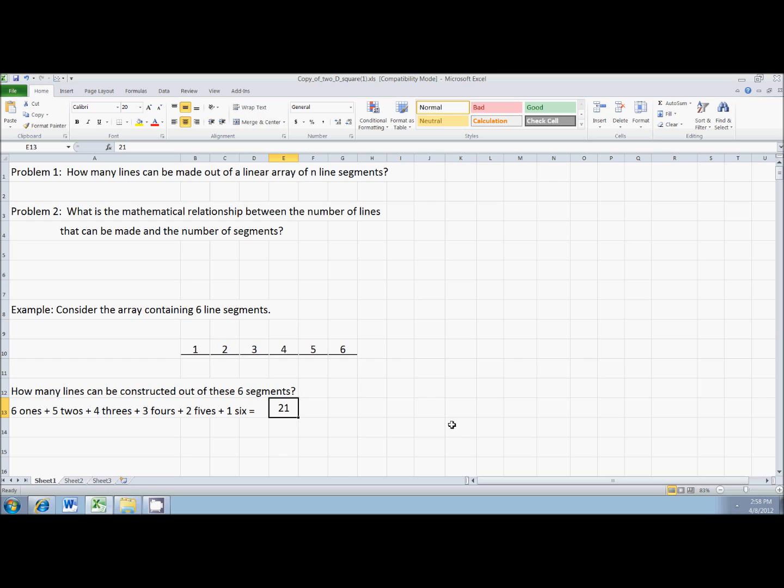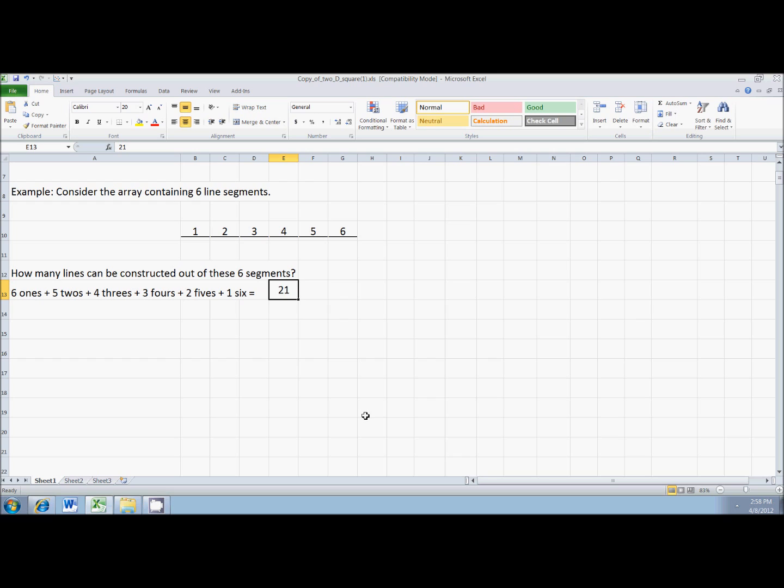And by the way, if you went from 6 to 7, you'd see that it was 7 plus 6 plus 5 plus 4 plus 3 plus 2. So each time you increase the line by 1 segment, the number of lines you can create increases by the new number.